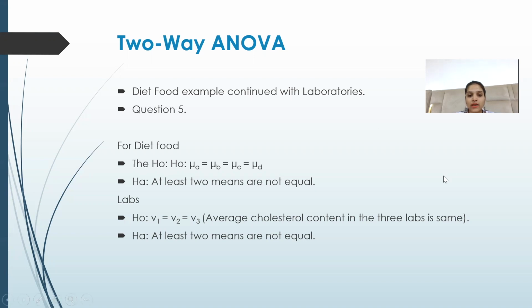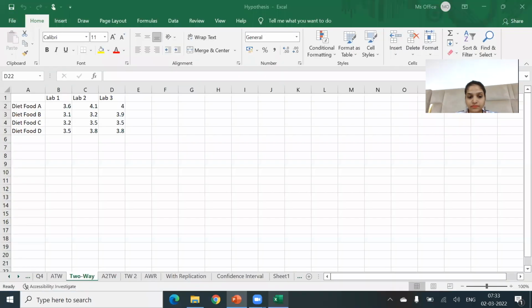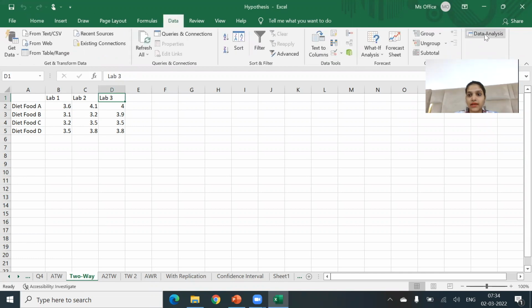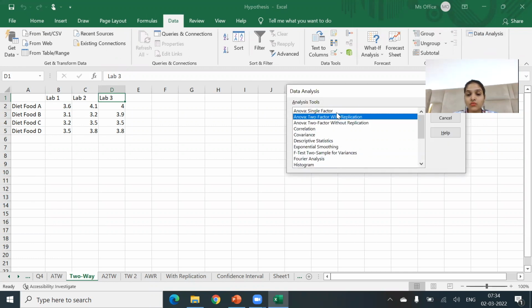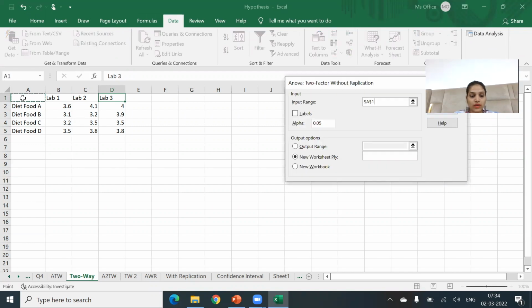Now I'm moving to my Excel workbook. As you can see, in the rows, I have diet food A, B, C, and D. In columns, I'm having lab 1, lab 2, lab 3. Go to data, data analysis. You can see ANOVA with replication, without replication in case of two-factor. I will be using ANOVA two-factor without replication. Okay. I will select my range.